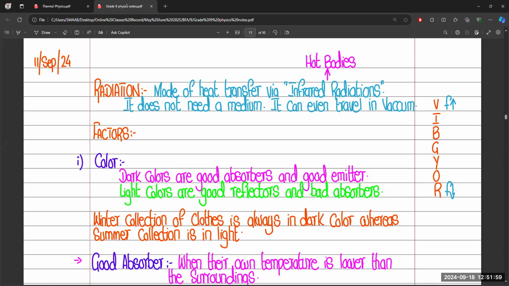And if we consider light colors, light colors are good reflectors and bad absorbers. Let's suppose we use coffee in the winter season, right? In winter, we know that our surrounding has a very low temperature. So if we are using a dark color, what happens? It starts to emit thermal energy very quickly. And in this way, the temperature of the coffee will drop very quickly as compared to the light color. If we are using a light color, what happens? If you are getting something from your surrounding, it can be easily reflected back with the help of the light color because they are good reflectors.